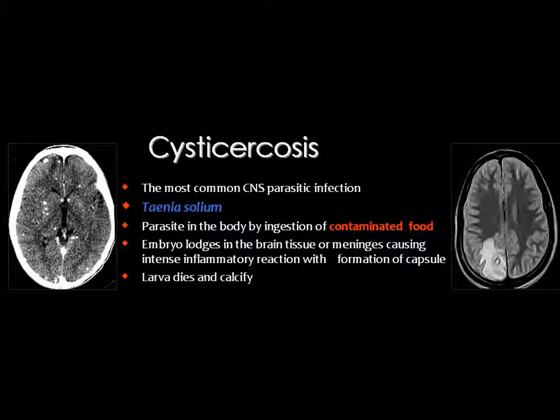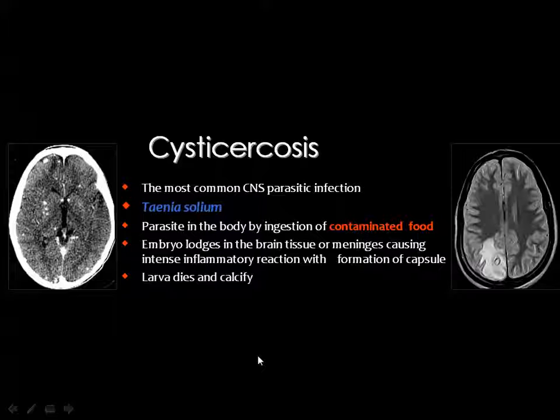Then we come to the parasites. The most common CNS parasitic infection is cysticercosis, which is caused by Taenia solium. This parasite goes inside the body through contaminated food and reaches the brain tissue through the circulation. Whenever the embryo reaches the brain tissue or the meninges, it will cause an intense inflammatory reaction with the formation of a capsule. Then the larva dies and calcifies.